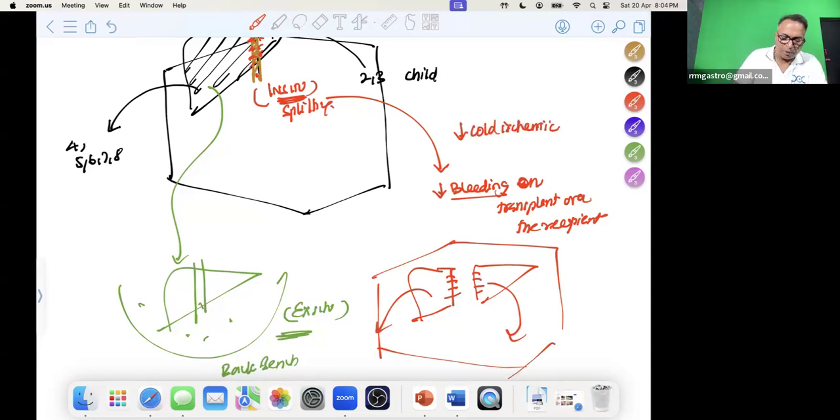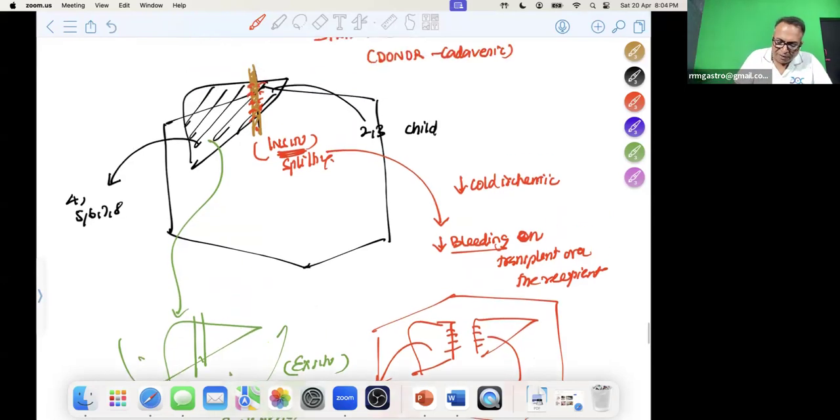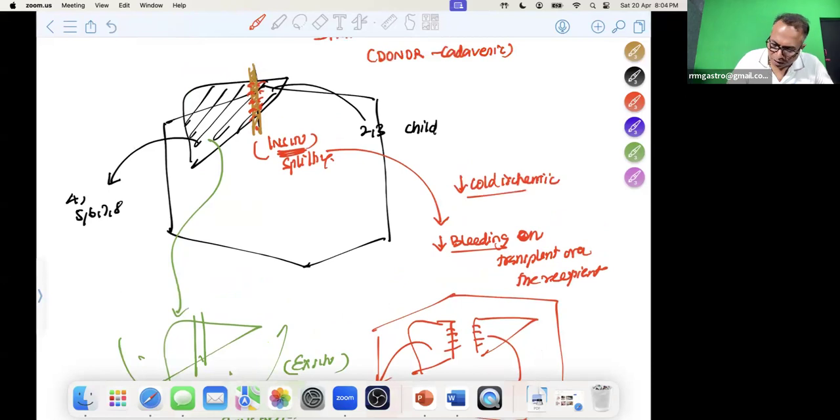Because after splitting, I'm going to directly take the organ. Inside the liver, blood flow is still going on. It's a brain dead donor. So I'm going to take this organ. Cold ischemic time is now completely reduced because two organs have to go to two different places. So therefore, there will be no time delay. Therefore, cold ischemic time is decreased, bleeding is decreased.